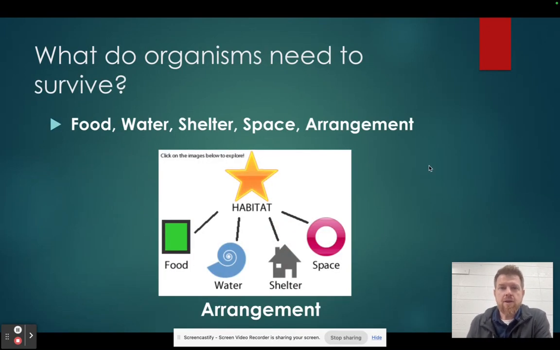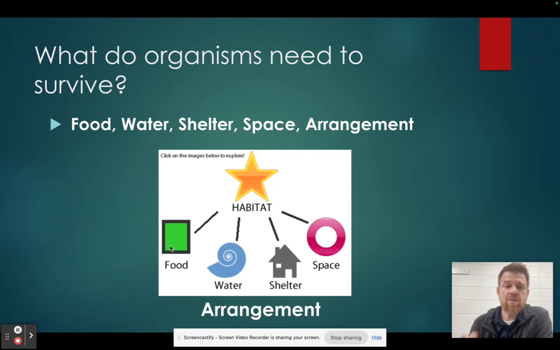So first thing we need to think about is really what do organisms need to survive? And these are going to be the components of habitat. So in our first line where it says, what do organisms need to survive? Write down habitat. And these are the components of habitat. Most of them are listed here.